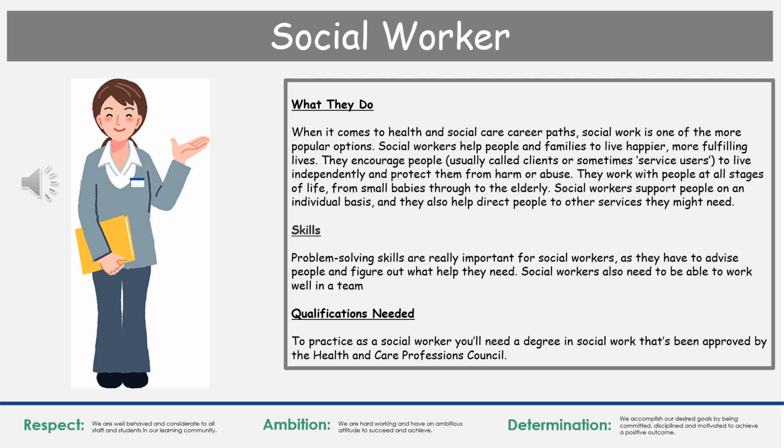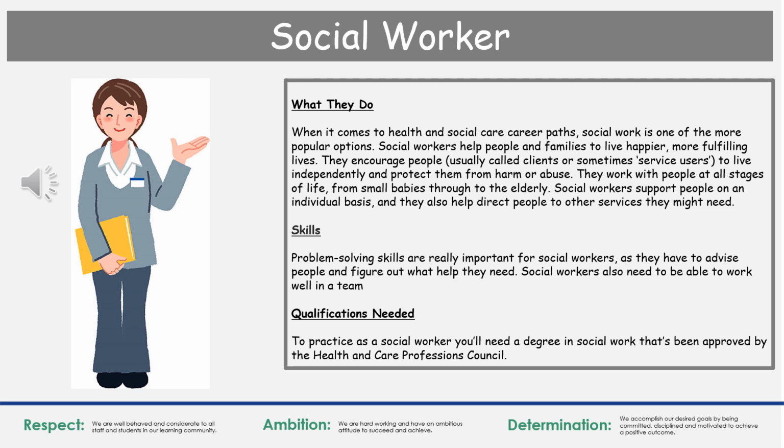A lot of people that choose health and social care, they go on to become a social worker, and the whole role of a social worker is just providing better options for people. So the aim is to help people, help families to live a happier, more fulfilling life, encourage people to live independently and protect them from harm or abuse. So you could be working with children, or you can choose to specialise with elderly or disabled people.